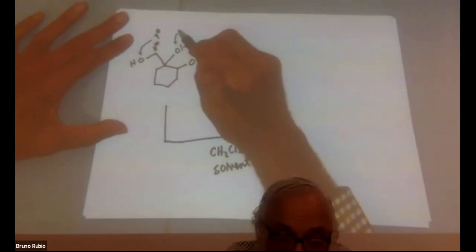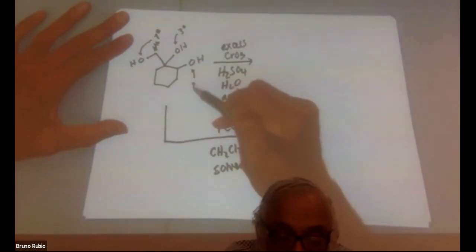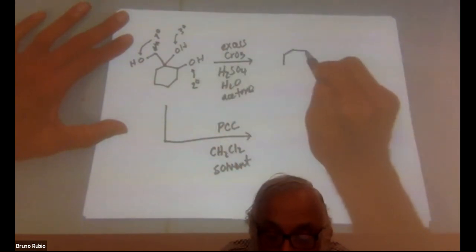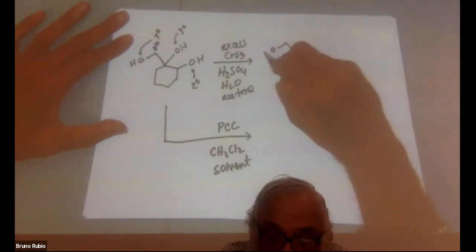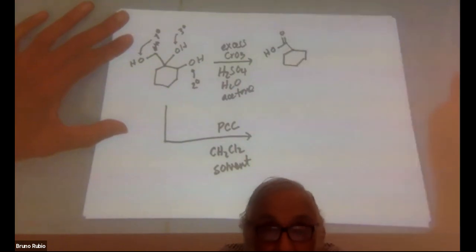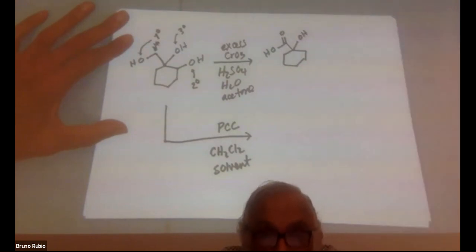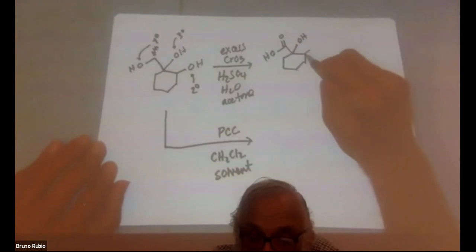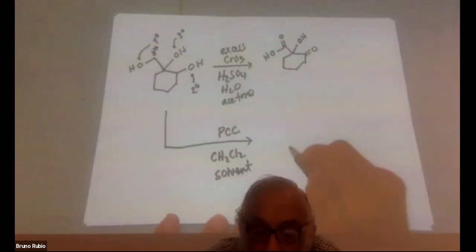This guy here, what kind of alcohol is he? He's a secondary alcohol. This alcohol here, what is he? That's a tertiary alcohol. That's a secondary alcohol. So with Jones, the primary alcohol is oxidized to a carboxylic acid. The tertiary alcohol is inert, so nothing happens to it. And the secondary alcohol is oxidized up to the ketone. So that would be the product of the Jones oxidation of this triol.